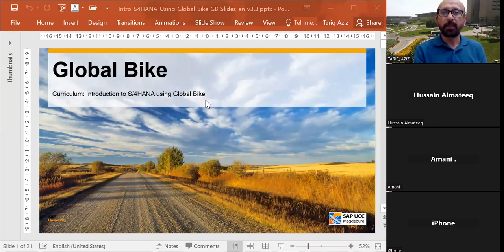Today we'll start the introduction of Global Bike. This is the company that we will use in our case studies. So let's see what kind of company this is that we will be working on. We have implemented all the ERP modules which are necessary for our practical for this company.